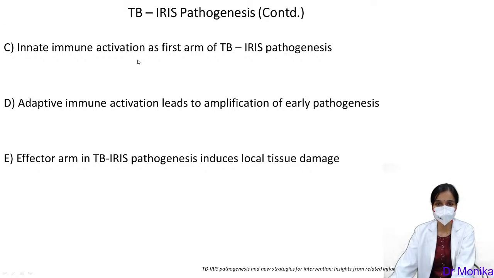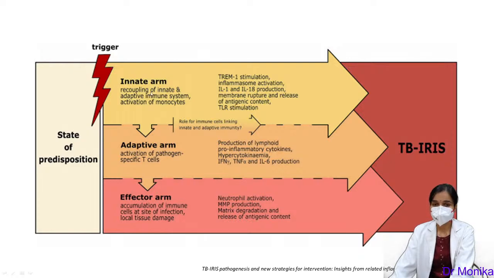First is the innate immune activation, the first arm. Second is the adaptive immune activation, and third is the effector arm. In the innate arm, first there is recoupling of the innate and adaptive immune system, leading to activation of monocytes and macrophages, which leads to inflammasome activation and production of interleukin-1 and interleukin-18. This will further lead to membrane rupture and release of antigenic content. Due to the increase of interleukin-1 and interleukin-18, there will be activation of pathogen-specific T cells, which will lead to production of pro-inflammatory cytokines and hypercytokinemia, by increasing production of interferon gamma, TNF-alpha and interleukin-6.